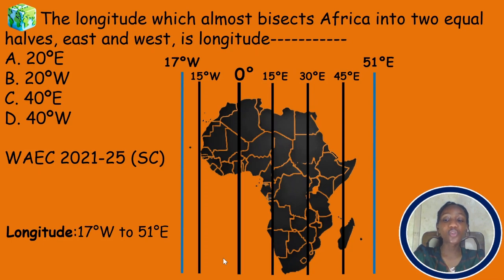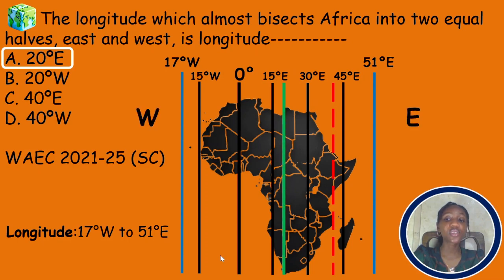Now you can look at the options and eliminate them. We can take out options B and D first because they don't even pass through Africa, not to talk of bisecting it. Option C will also be eliminated because I'm sure you can see its position, and as you can tell, that's not going to divide Africa into equal halves. And that leaves us with option A, which will be the correct answer. And placing it on Africa, we see how we divide the continent into equal halves, east and west.